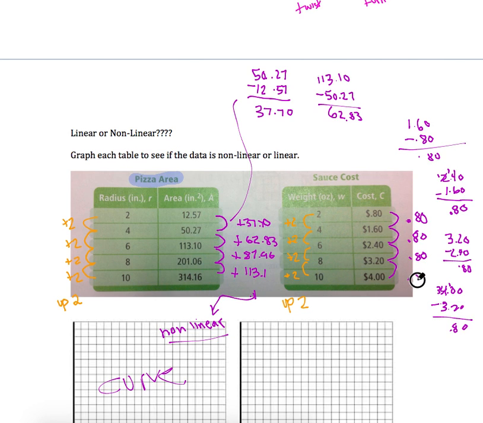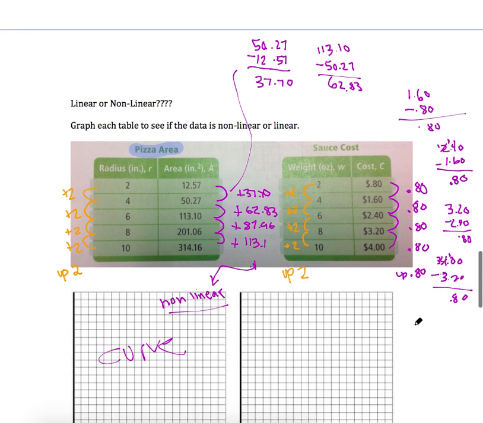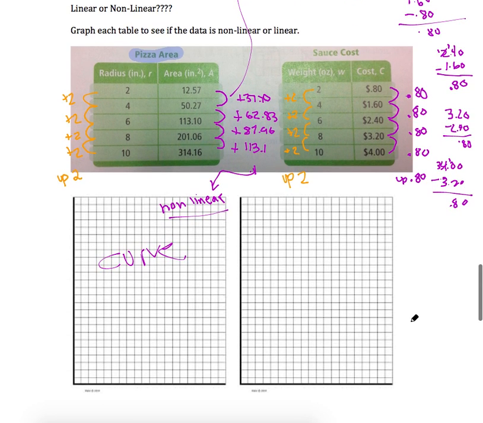So we see that the y values are changing the same amount. Our rule here is up 0.8 or 80 cents. So since our rules for the y's are all the same and our rules for our x's are all the same, this is going to be a linear relationship, where when we graph this, we're going to be graphing a line.